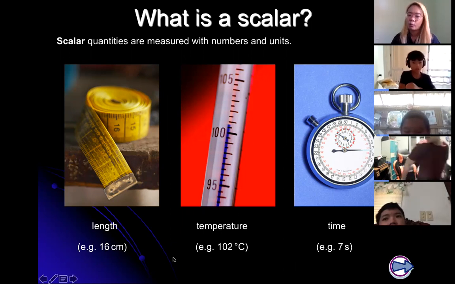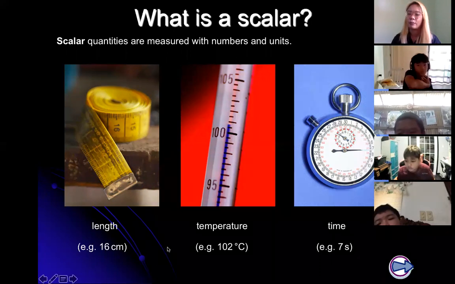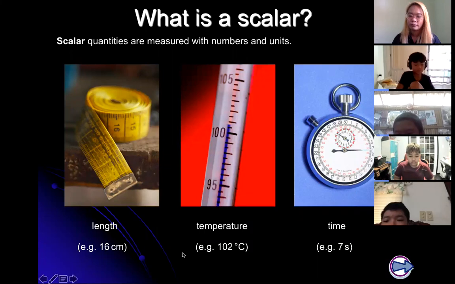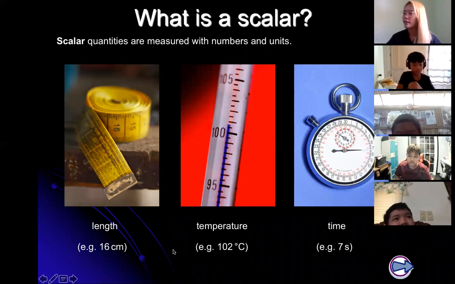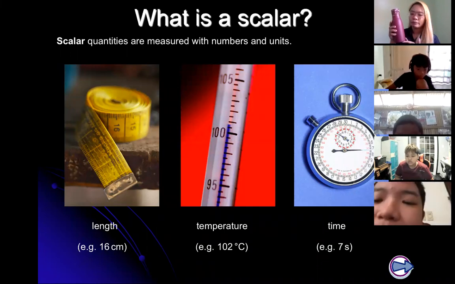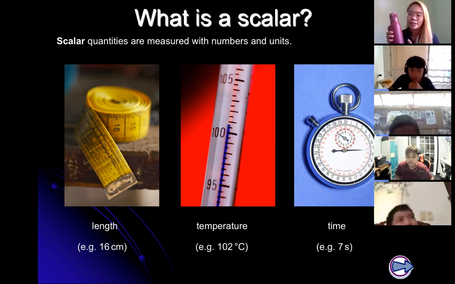How about volume? Is volume a scalar quantity? Yes. Okay, so can you give me an example of a scalar measurement for volume? Do we have an example? For example, this water bottle contains 2 cups. Or for example here, it contains 500 milliliters of, what do you call this, water.